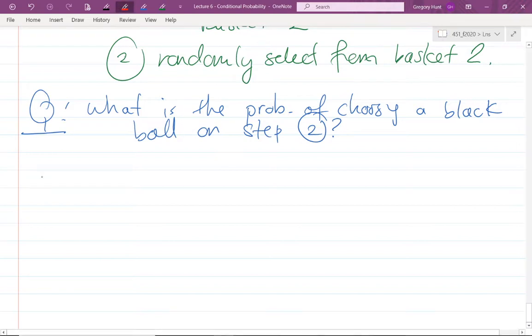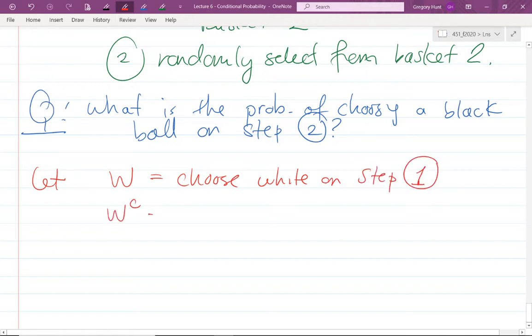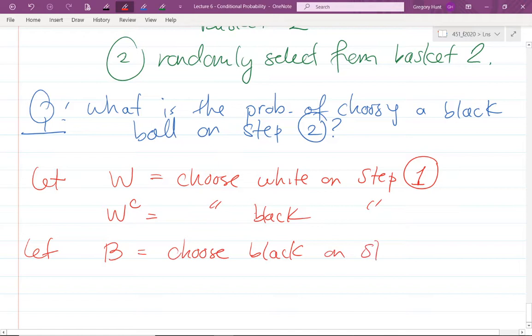So let's make some definitions here. Let W equal the event where I choose white on step one. The W complement is where I choose a black one on step one. And similarly, we're going to let B be the event where I choose a black one on step two. And that makes B complement where I choose a white one on step two.